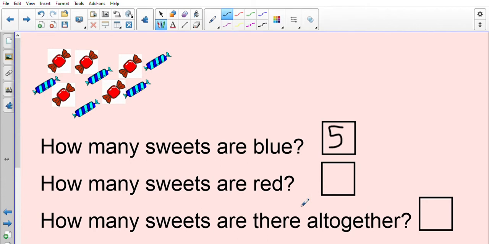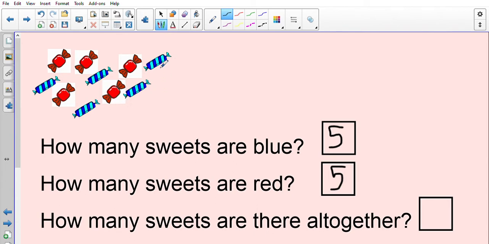How many sweets are red? See if you can count how many red sweets there are. 1, 2, 3, 4, 5. 5 red sweets. Let's see how many sweets there are all together. 1, 2, 3, 4, 5, 6, 7, 8, 9, 10.